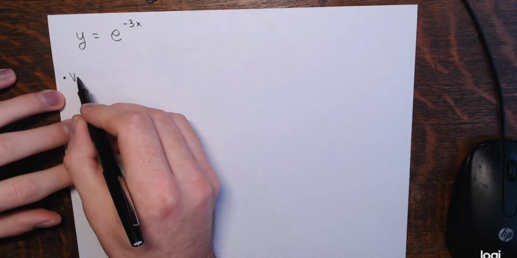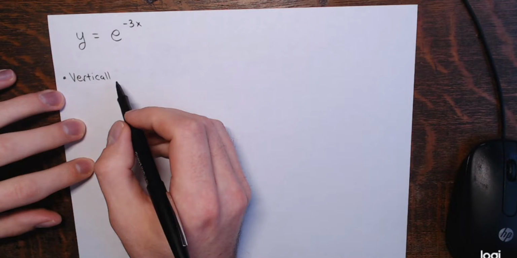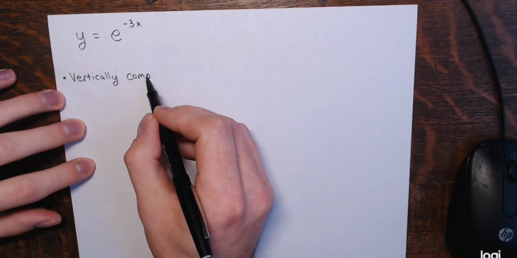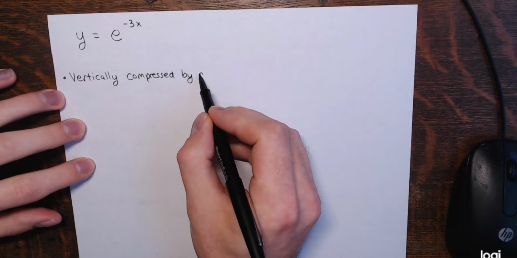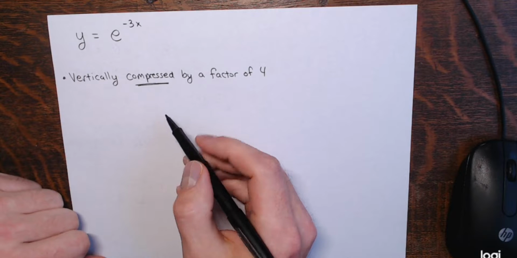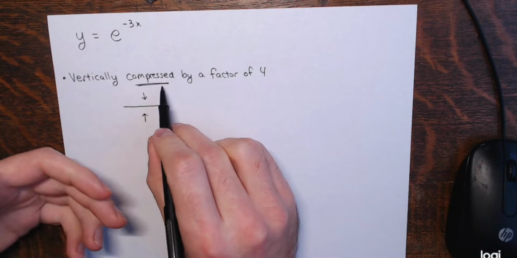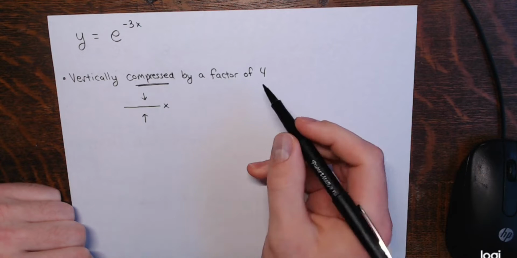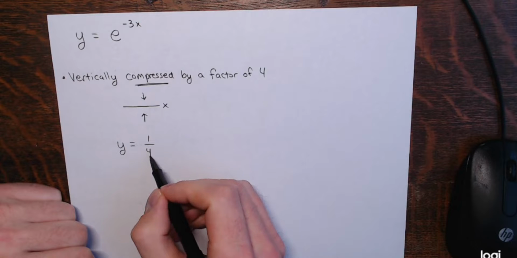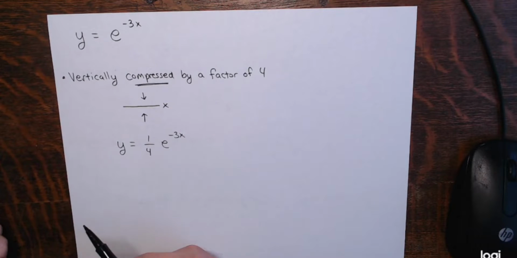Now the first one is vertically compressed by a factor of 4. I don't like the way they're wording this. Compressed vertically would mean all the points get closer to the x-axis, right? Like here's the x-axis. All the points would move in closer to the x-axis. But by a factor of 4, 4 is bigger than 1 though. So I think they meant to have 1/4 here, but if they do have a number bigger than 1, just do the reciprocal of it if they say compressed, right? So this is just multiplied by a 4th. y equals 1/4 e to the negative 3x. This function will have points that are a quarter of the distance, closer to the x-axis than the original function.